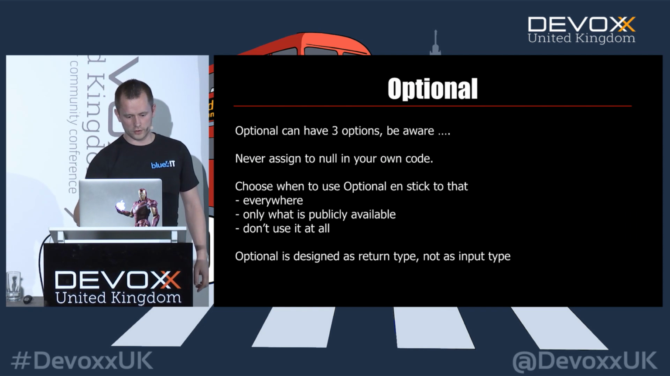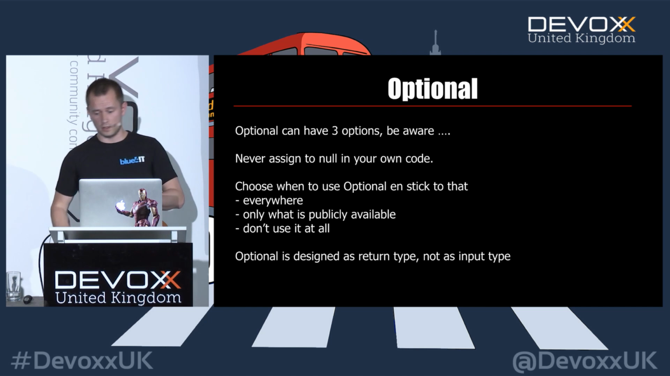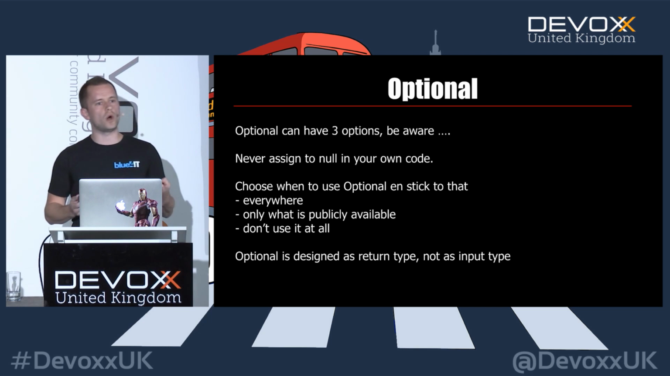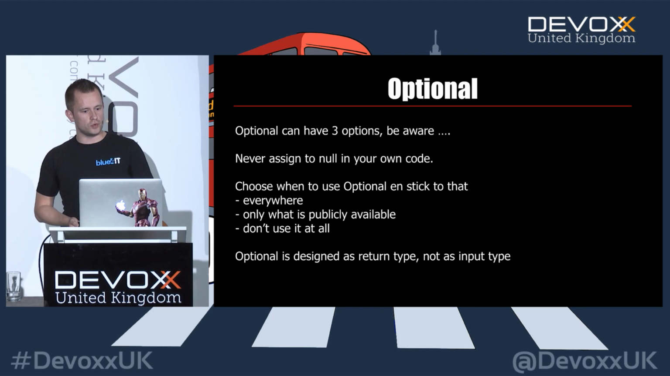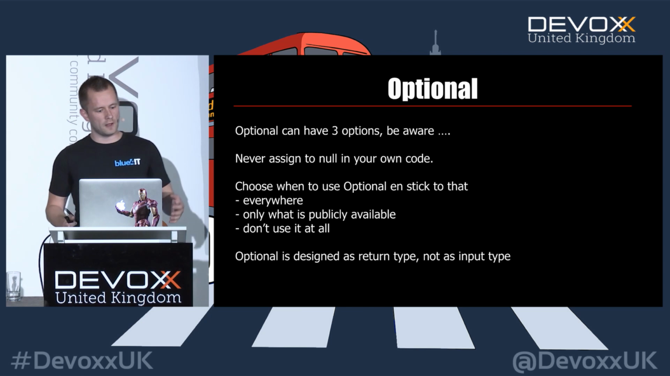So, optional can have three options. Be aware of that. It can be null. Never assign null to it. And actually, you should choose how to use optional. Do I want to use it everywhere? Do I want to use it only where it's publicly available, or do I not want to use it at all? It's up to you and up to your team.